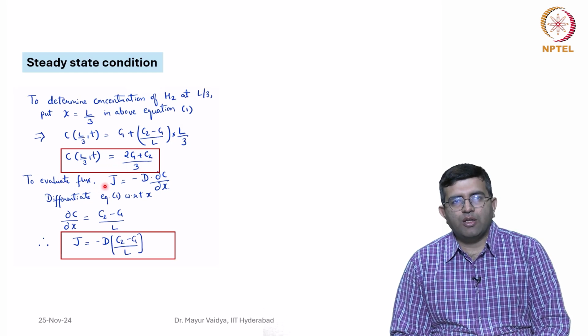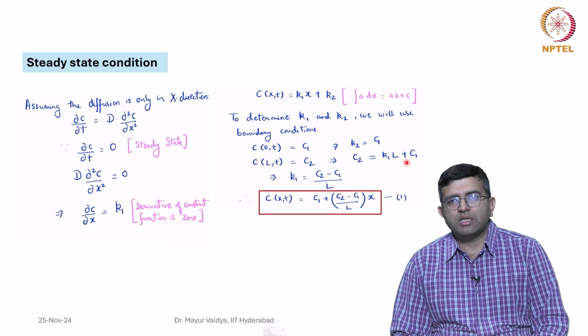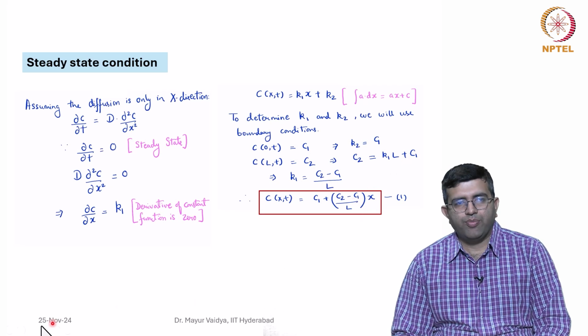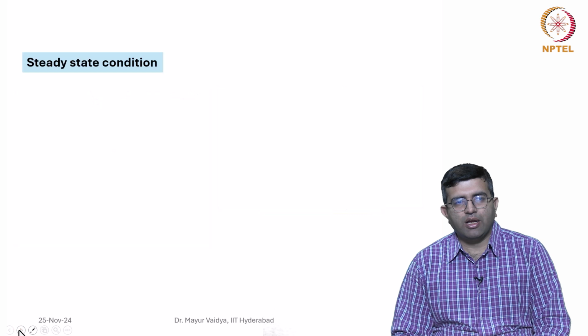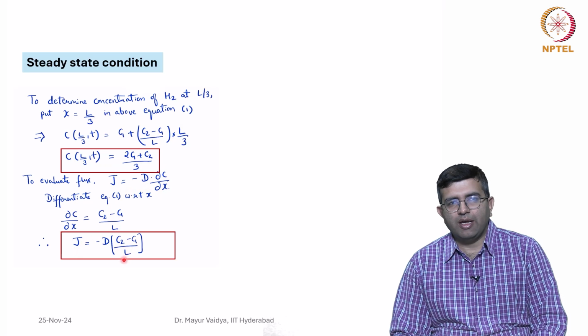Now, to evaluate the flux, J is equal to minus D times ∂c/∂x, which is nothing but, if you see the expression for c, ∂c/∂x is nothing but (c2 minus c1) by L. So, here you can write that (c2 minus c1) by L, and therefore, J is equal to minus D times (c2 minus c1) by L.